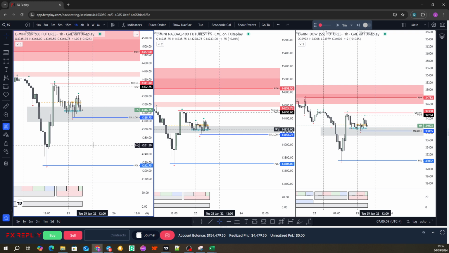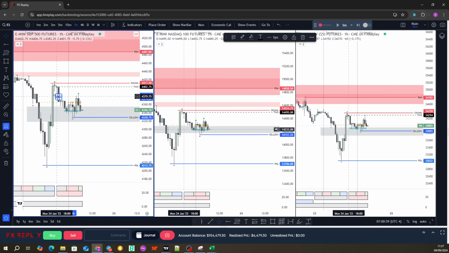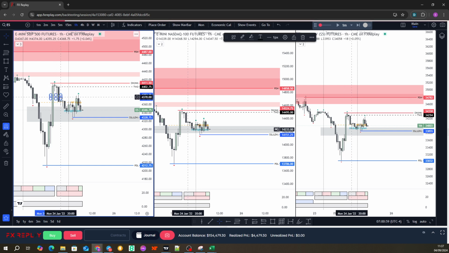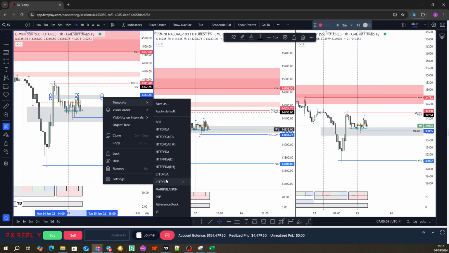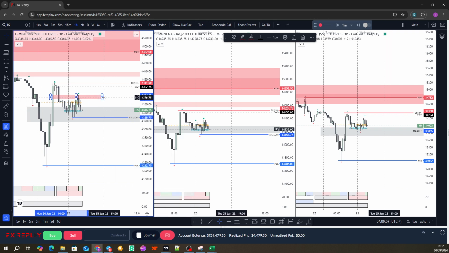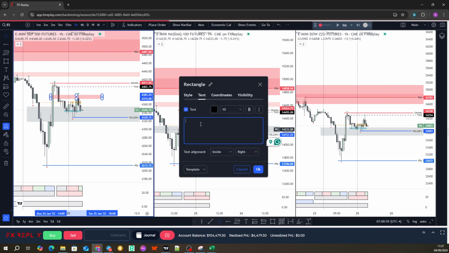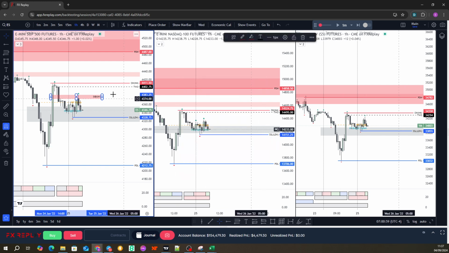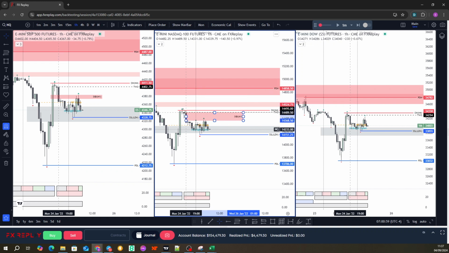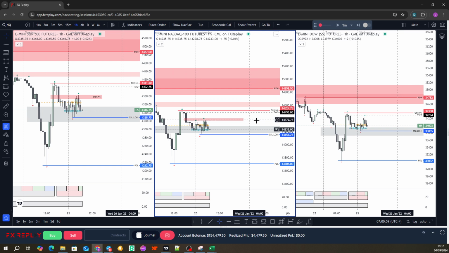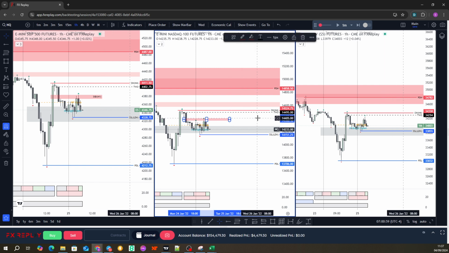So, is there anything else we need to, from an H1 standpoint? Again, another BPR here. Just want to put that over to okay. So again, we're just marking up all of the key PD arrays that are of interest. To me, that is a BPR, but I'm just going to keep it as a SIBI for the time being, just because. Okay.